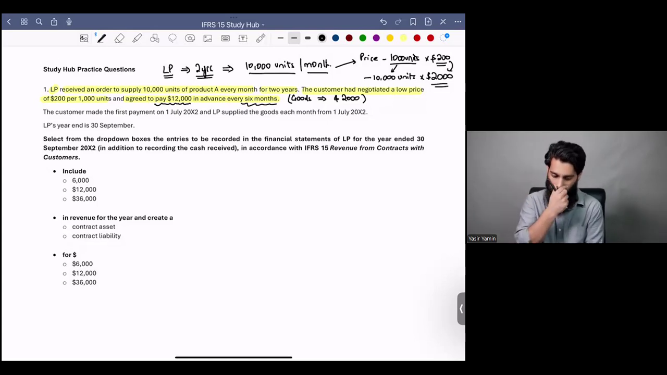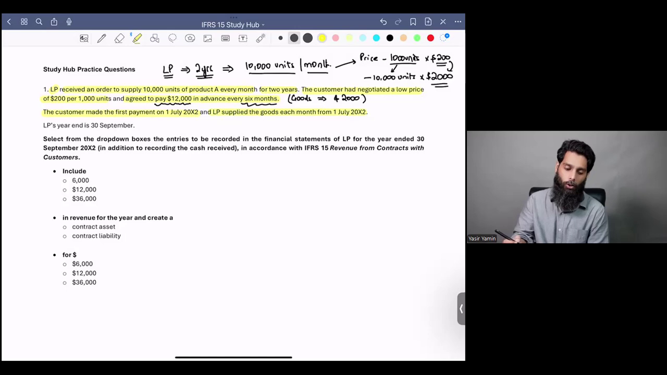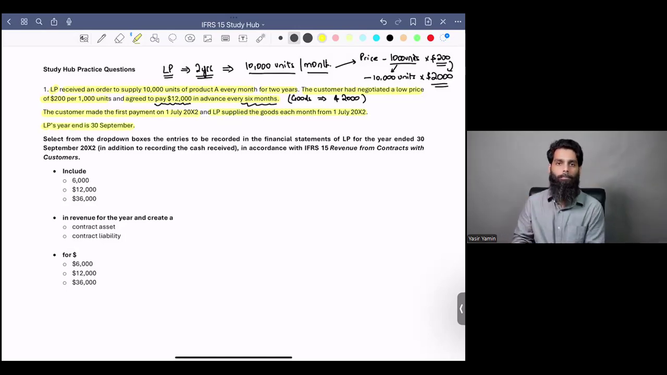Make sense? Examiner says the customer made the first payment on 1st July X2 and LP supplied the goods each month from 1st July X2. Your accounting year end is 30th September.